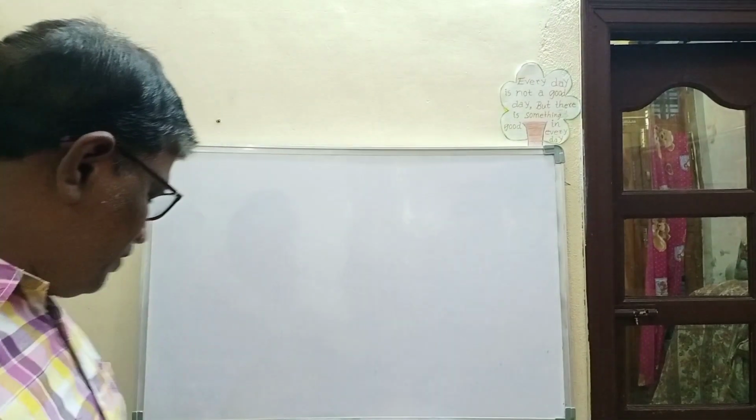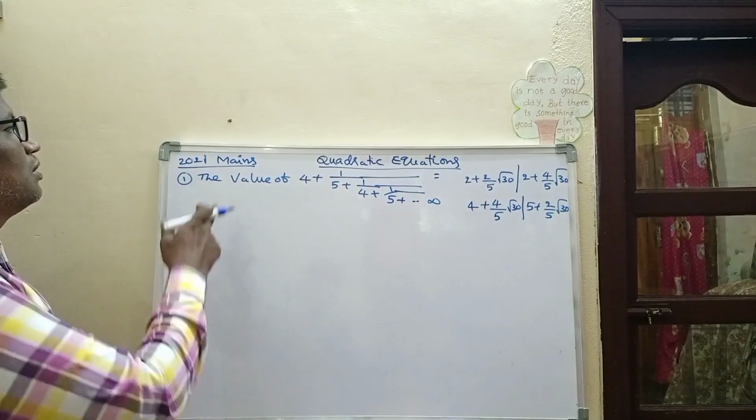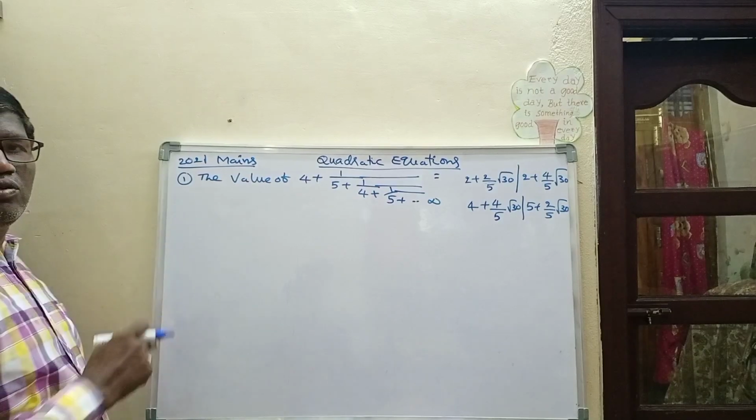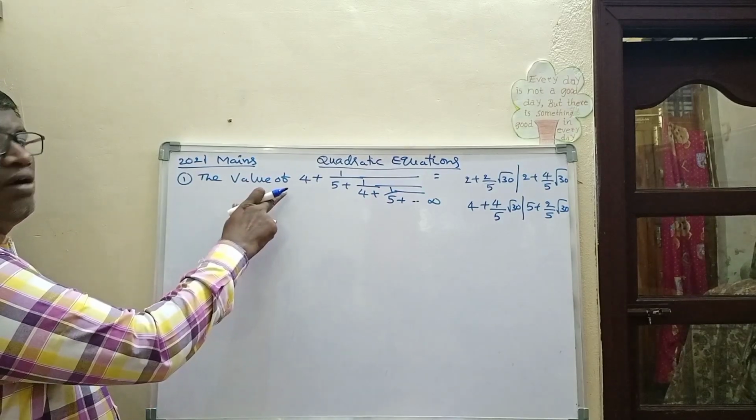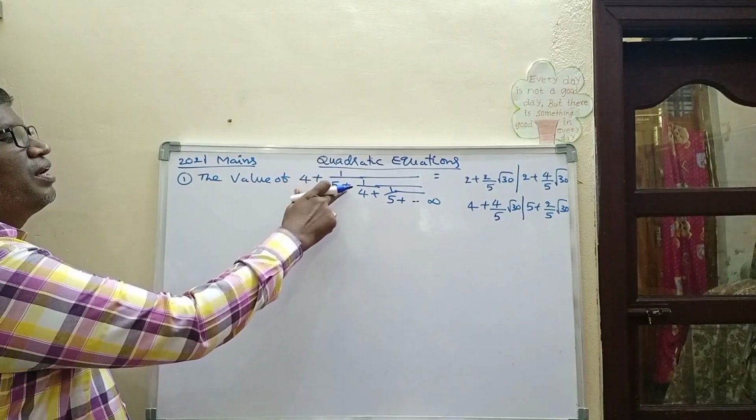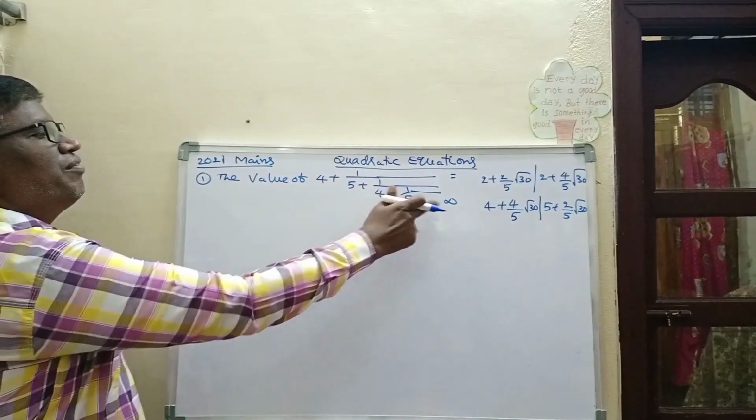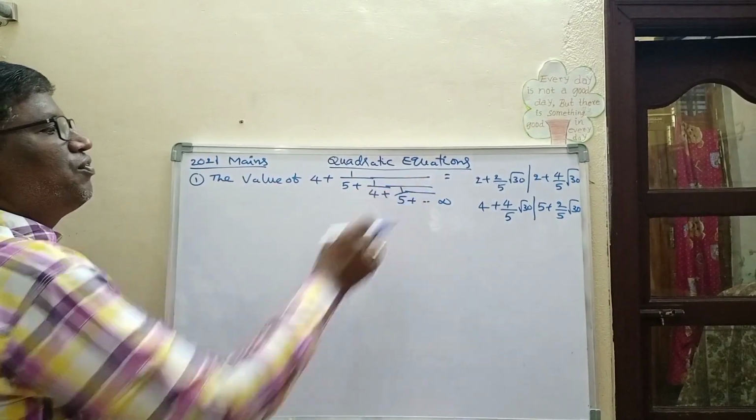So today I will discuss the previous mains questions asked in 2021 corresponding to the topic about quadratic equations and expressions. Now the question number 1 asked in 2021 mains. The value of 4 plus 1 by 5 plus 1 by 4 plus 1 by 5 plus so on infinity. These are the four options.